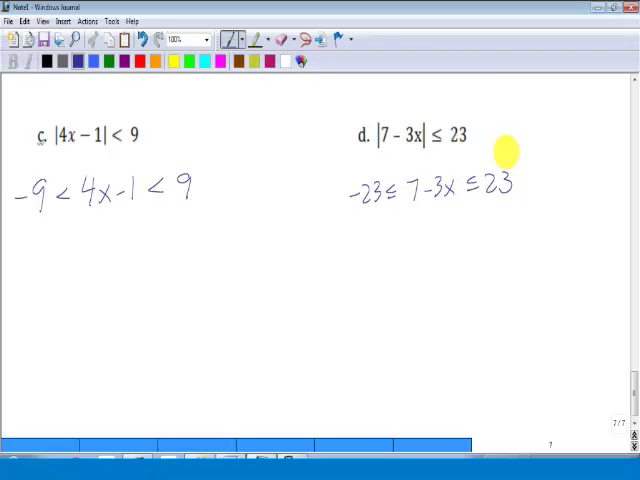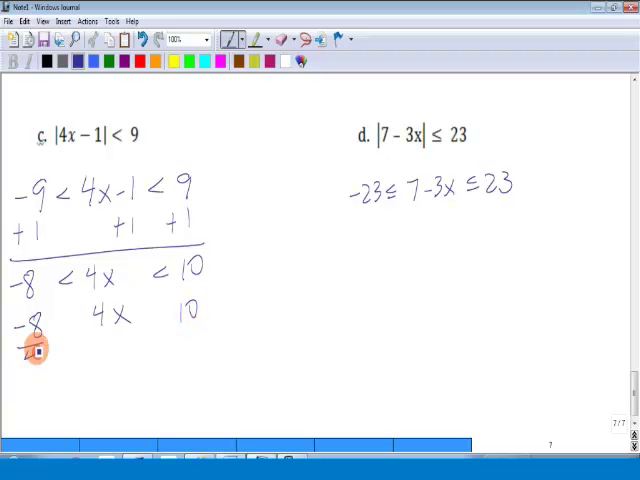This is from a previous section, 3-part inequalities. We do the same thing to all 3 parts to try to isolate the variable in the middle. So add 1 to all 3 parts, and this will give us the x term in the middle. Negative 8 is less than 4x, and that's less than 10. Need a fresh copy of that 4x. So fresh copy of everything, negative 8, 4x, 10. And we know we have 4x in the middle. We know we need x in the middle. So divide all 3 parts by 4.